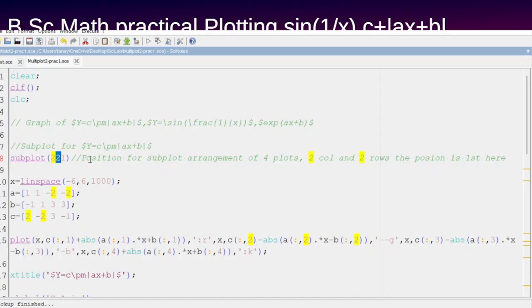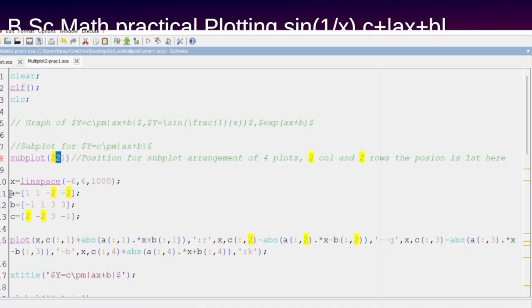Then the first position, which is your top left hand block, is the position where I want to plot this graph. The first one is c plus minus mod ax plus b, where a, b and c are all real numbers. I fix the range of x from -6 to +6, and I am taking 1000 points.